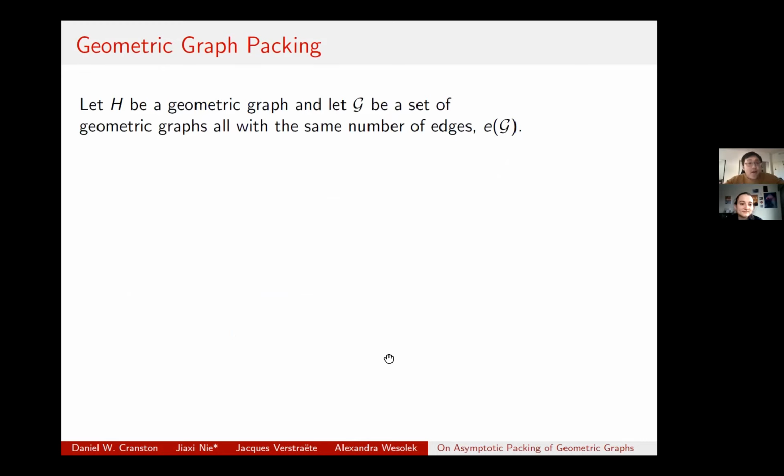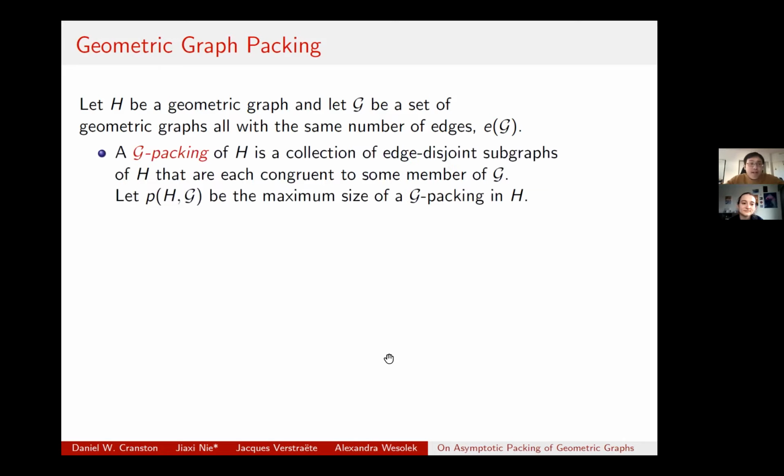Okay, now let H be a geometric graph and let this category G be a set of geometric graphs, all with the same number of edges, E of G. Then we say a G packing of H is a collection of edge disjoint subgraphs of H that are each congruent to some member of G. And similarly, we let P of H and G be the maximum size of a G packing in H.